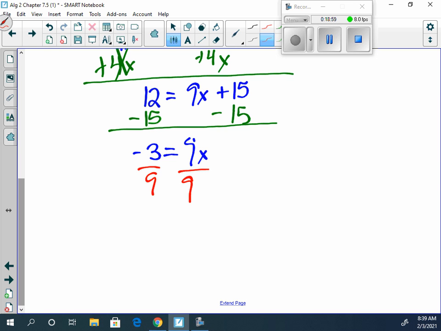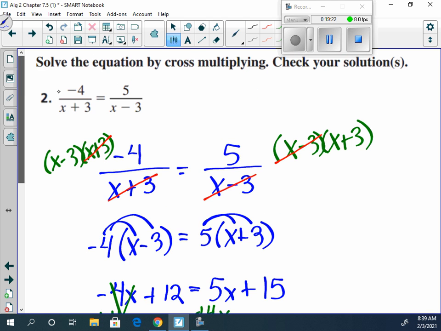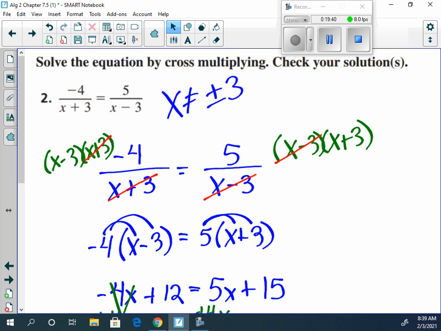Divide each side by 9. That tells me x is equal to what? Negative 3/9, or really we can reduce that down to negative 1/3. Is that one of our solutions, or one of our restrictions? We didn't list any of them here. But if we go back and look at our restrictions, x cannot equal what? So positive or negative 3. I call it plus or minus, whoops. Positive or negative 3. And negative 1/3 is not one of those.